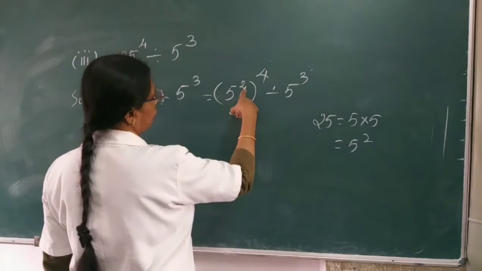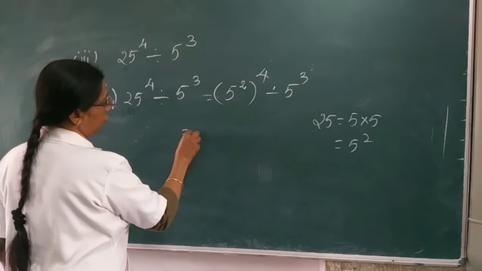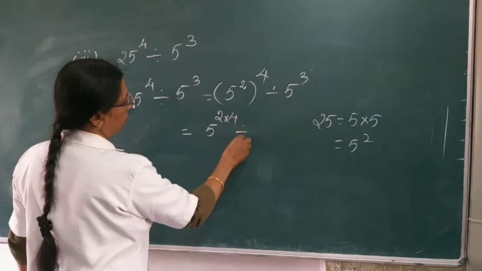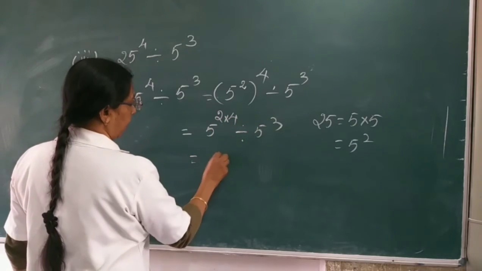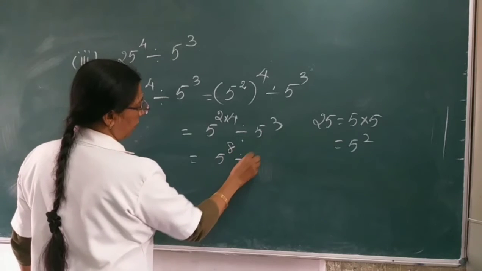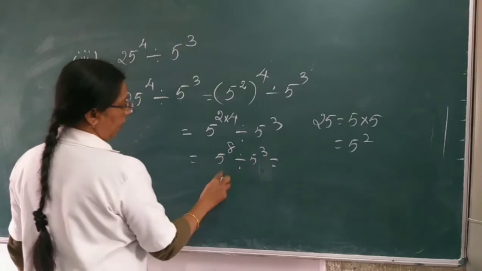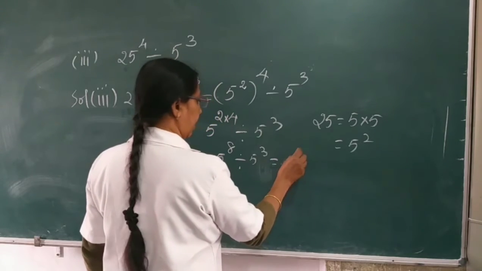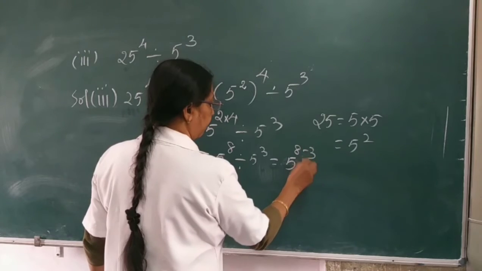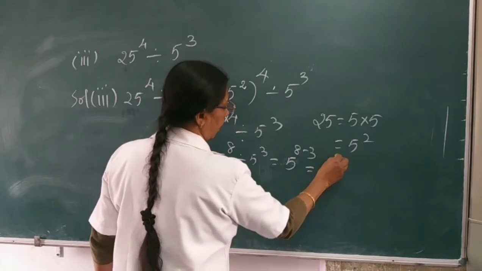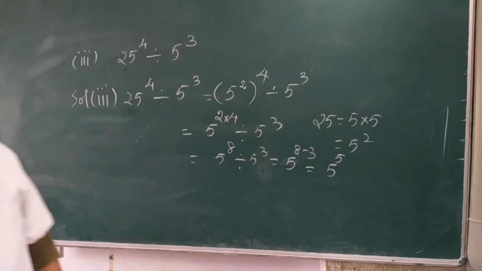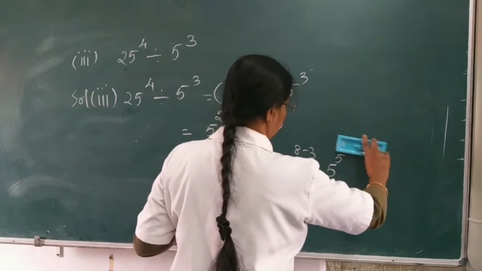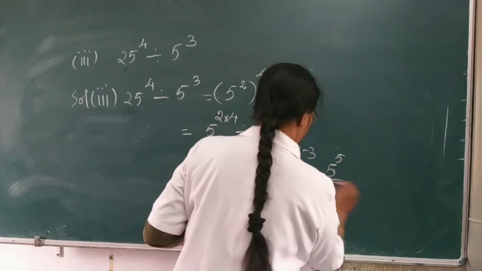Here you can apply a raised to m the whole raised to n is a raised to mn. 5 raised to 2 into 4 divided by 5 raised to 3. That is 5 raised to 8 divided by 5 raised to 3. A raised to m divided by a raised to n is a raised to m minus n. That is 5 raised to 8 minus 3, that is 5 raised to 5. That is the answer. Understood? 5 raised to 5.